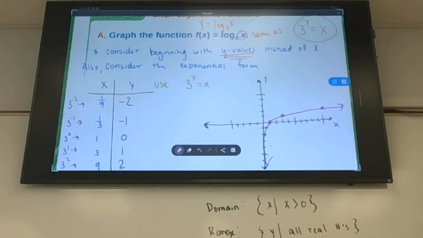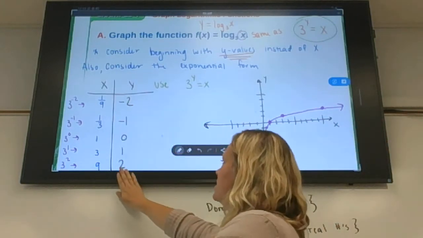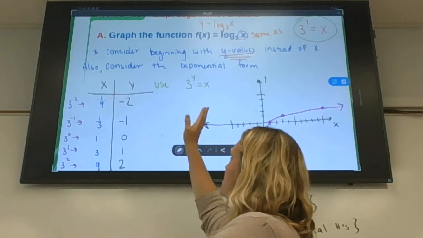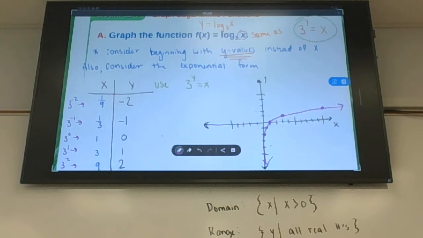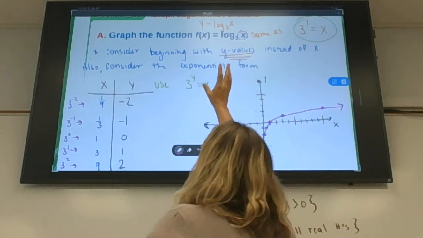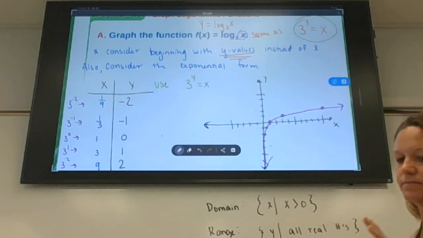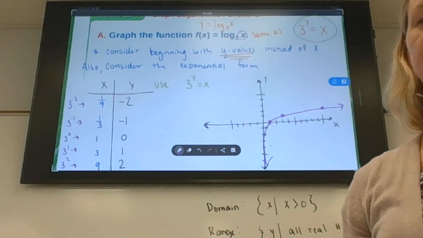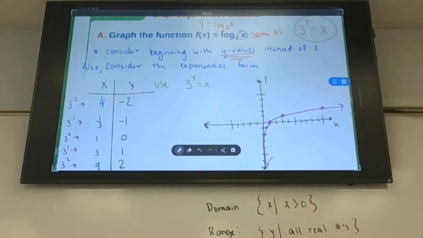You can always start with these y values for a log function. Consider that. You might just get to a place where you don't need to, because you can see in your log argument that what you want there would be powers of 3. Work backwards. Yes. So what's the domain and range? Can we say the domain is anything above 0 and the range is all real numbers? Mhm.